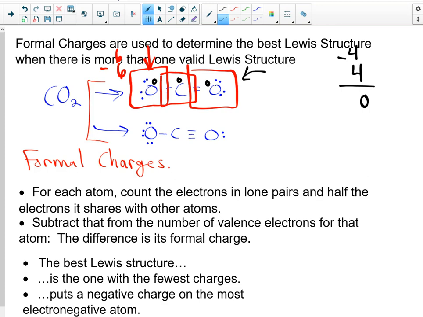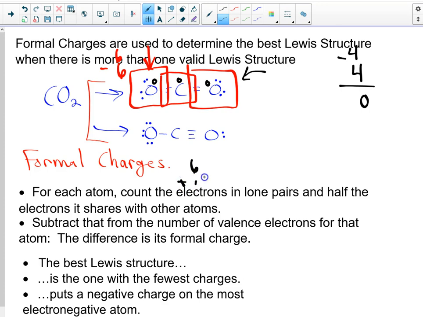Easy enough so far. Okay, and by the way, that's going to be the one that is correct, but the one on the bottom is also a valid structure, and we'll use this idea of formal charges to figure out why it is not valid. All right, we do the same math. This time I'm counting 1, 2, 3, 4, 5, 6, and then half of this shared pair is 1, right?